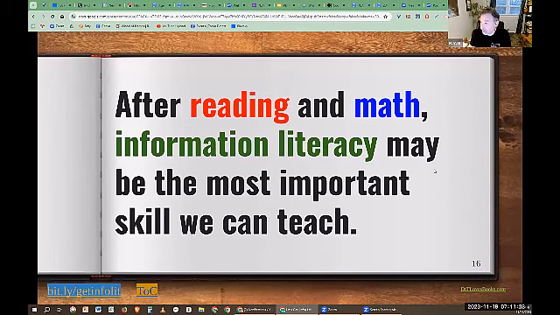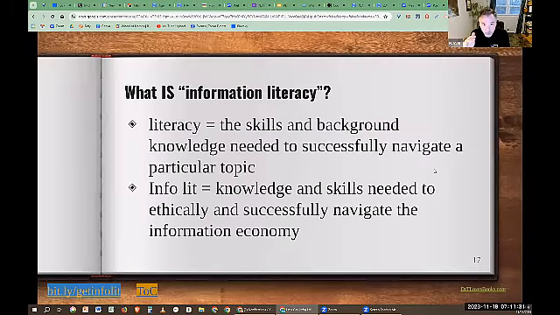We're supposed to be getting kids ready for being participants in our global society and democracy. But if we're not arming them with the tools they need to understand information, we are not doing our job. So information literacy gets tossed around a lot. Sometimes it gets combined or replaced with media literacy or news literacy. And I think those are all different things.